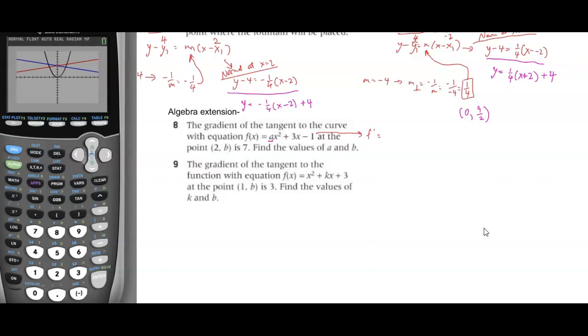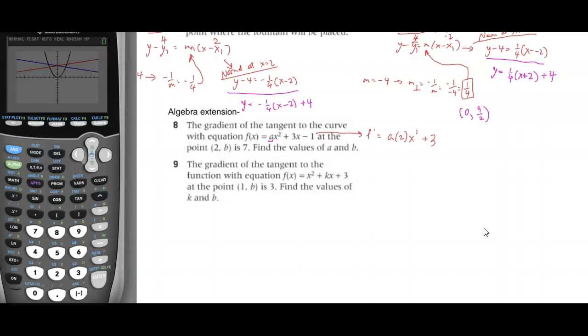Ax squared, the derivative is going to be a, because a is just a number. We don't know what it is, but it's just a number, so we just let it lie. And then we bring down the 2, and then x to the first. We reduce 2 by 1. Power rule, right? 3x, the derivative is 3. The derivative of negative 1 is 0, so we just don't write it down. Okay, so here's my derivative.